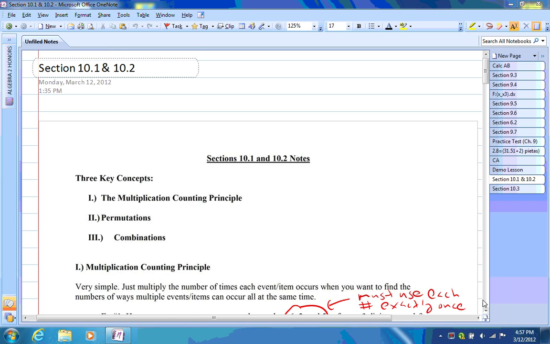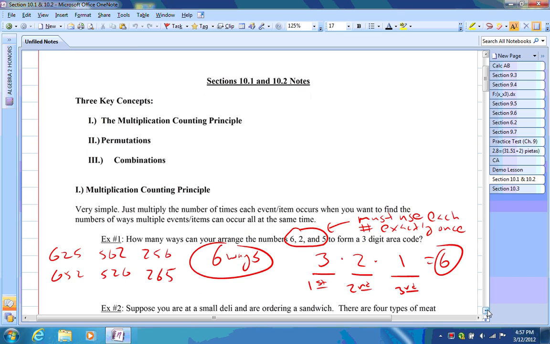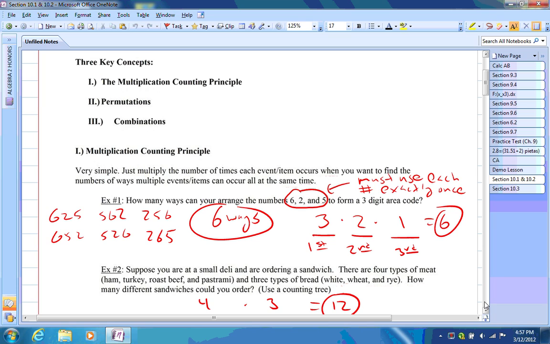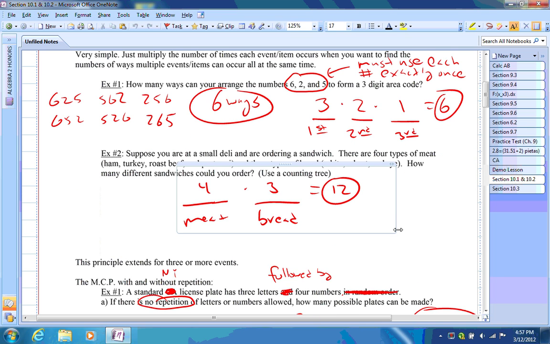Starting with the multiplication counting principle, very easy. All you want to do is just multiply the number of ways each event can occur, and that will tell you all the ways those events can occur simultaneously. So we did that with the area code problem because if you had 3 digits to choose from, you had 3 choices for the first digit, then 2 for the second, and 1 for the third. Or for the deli example, you have 4 types of meat, 3 types of bread, total 12 sandwiches.